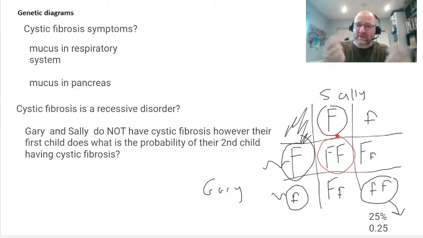Phenotype means the characteristic. So you're going to say little f, cystic fibrosis, and then you can write normal, normal, normal on the others. By the way, you can say without the disorder is a better way to say it, rather than normal. People with cystic fibrosis are normal. Maybe I should put healthy, but healthy on those three, and this person has the disorder.